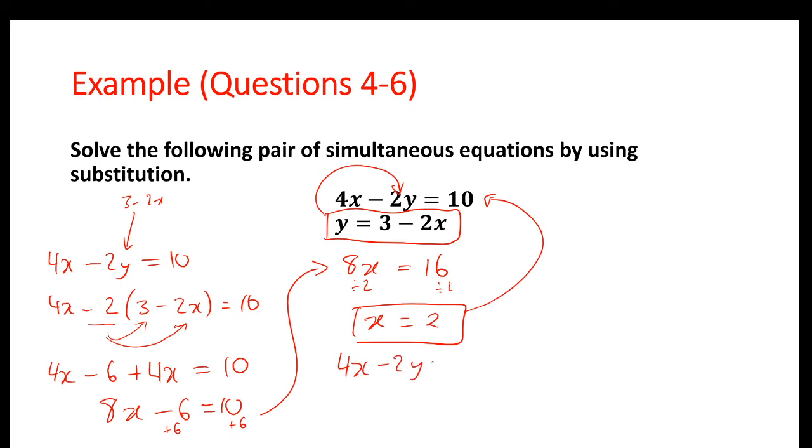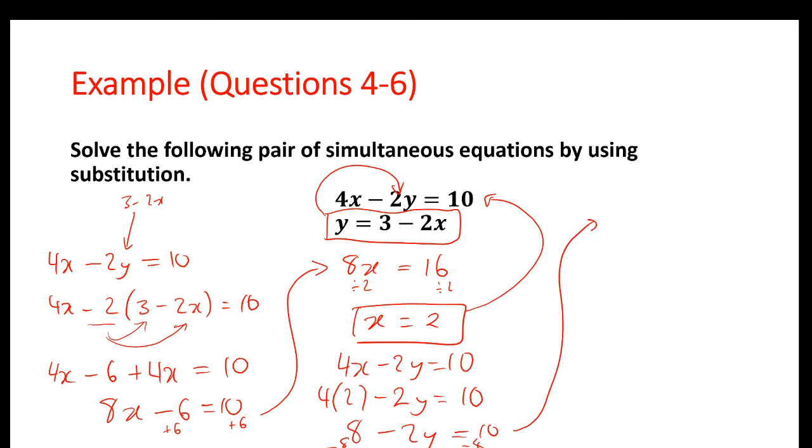So 4x minus 2y is equal to 10. I'm going to replace the x with 2, so it's 4 lots of 2 minus 2y is equal to 10. So that's 8 minus 2y is equal to 10. Now to remove the 8, I'm going to subtract 8 from both sides, and that gives me minus 2y is equal to 2. Then dividing both sides by -2, that gives me y is equal to -1.